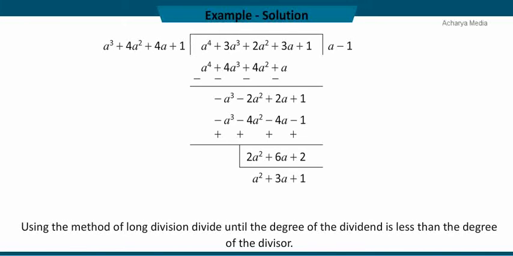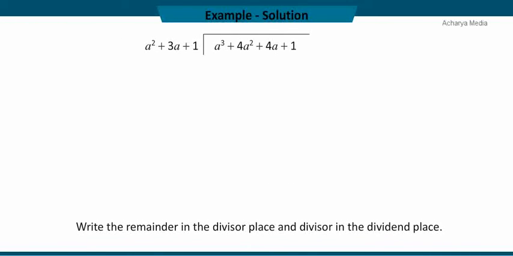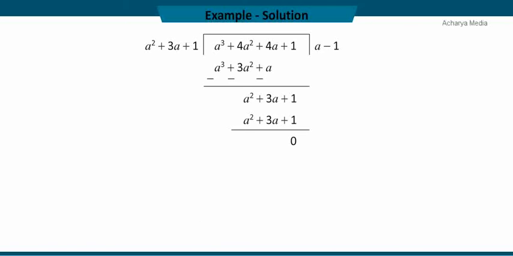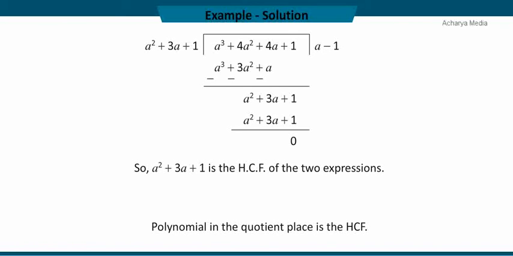of the divisor. Step 5. Write the remainder in the divisor place and the divisor in the dividend place. Step 6. Apply step 4 and step 5 repeatedly until the remainder is 0. Step 7. Polynomial in the quotient place is the HCF. Therefore, a square plus 3a plus 1 is the HCF of the two expressions.